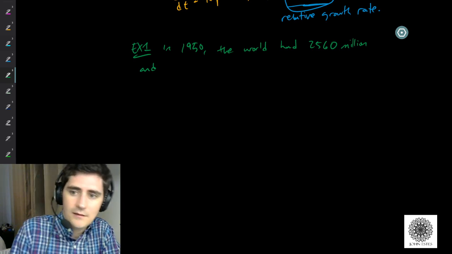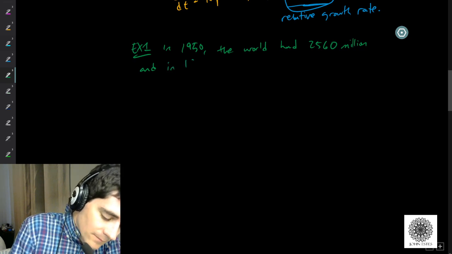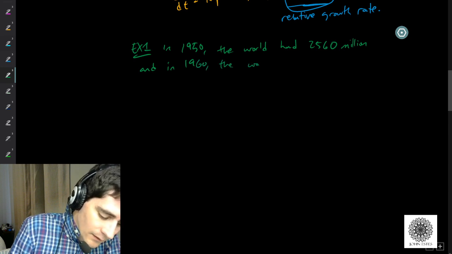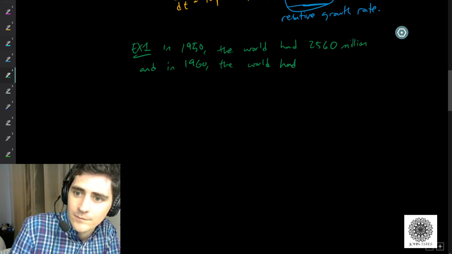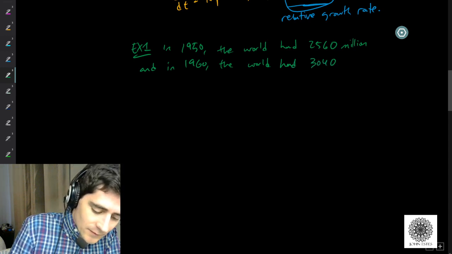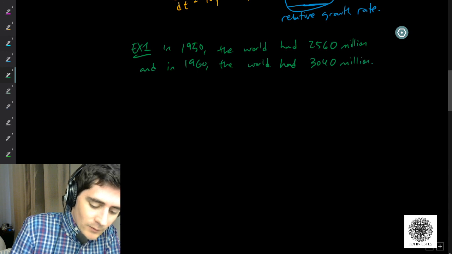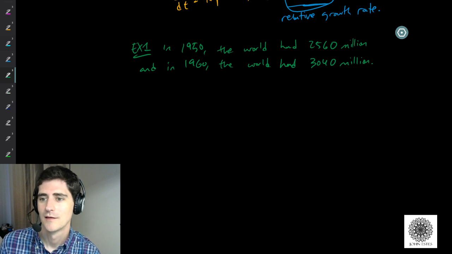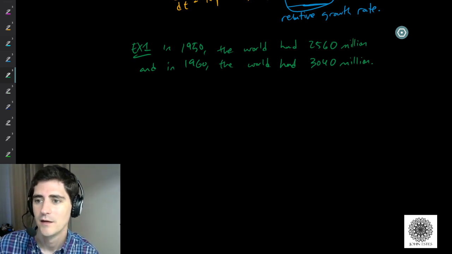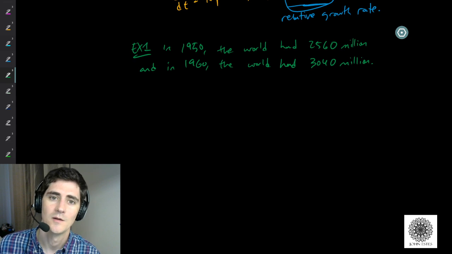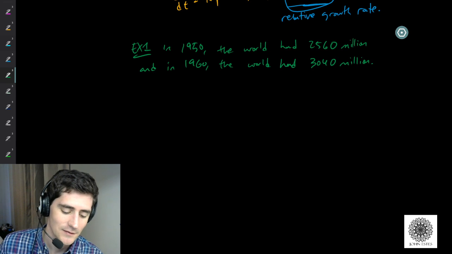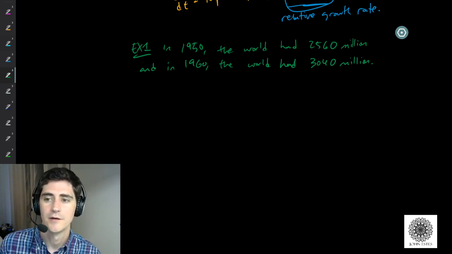And again, in 1960, so 10 years later, the world had 3,040 million people. Okay, so in other words, 3.04 billion people. All right, now what we want to do is estimate what the world's population was in 1993, and then let's use this and see if this model is still holding for the year 2020.